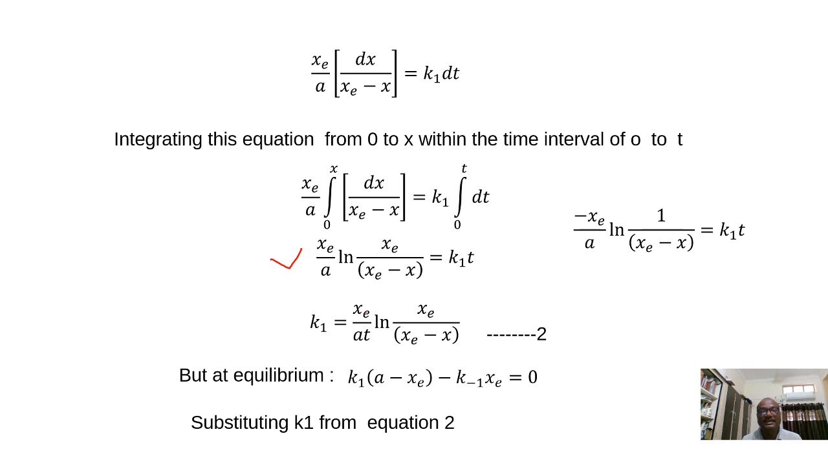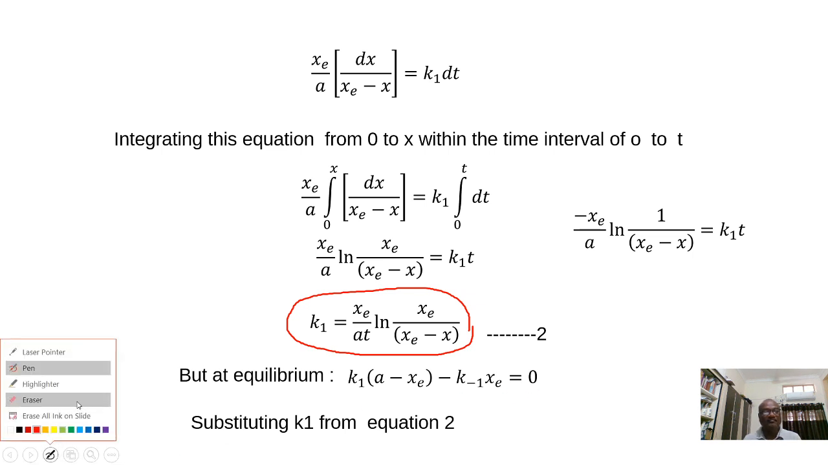Or K1 is equal to Xe by At, just shifting this t to this side. So K1 is equal to Xe by At log Xe divided by (Xe minus X). This is the representation for K1, meaning we are expressing the value of K1 in terms of equilibrium concentrations. But at equilibrium, what is the condition? K1 into (A minus Xe) minus K minus 1 into Xe is equal to 0, because the rate of the forward reaction becomes equal to the rate of the backward reaction.